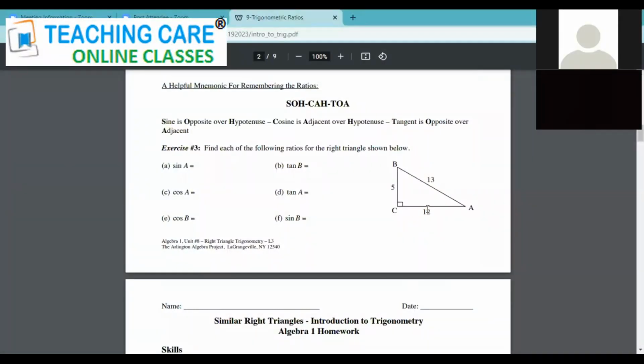Okay, let me go down. Now, the next problem, we have to work out all these things. I'm going to include this also. You have to tell me cosecant of A. One by one we will solve. Secant of A. Therefore, cotangent of A. Can you try this? First, sine A.